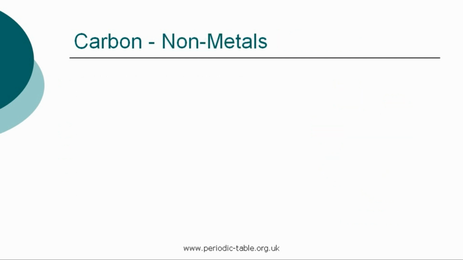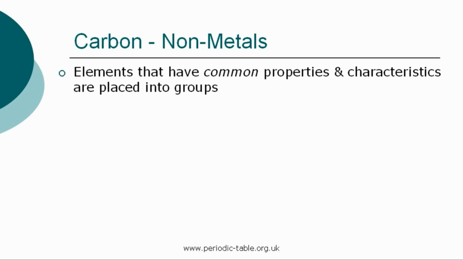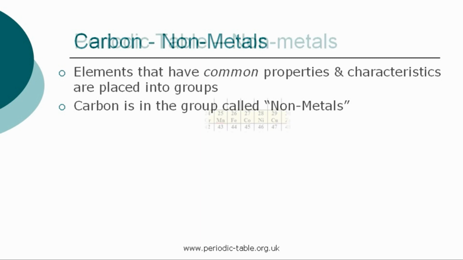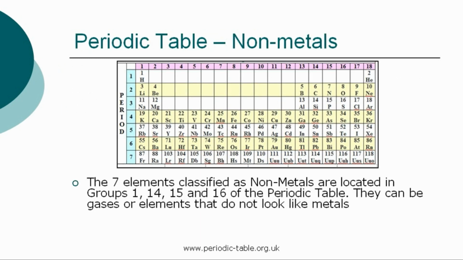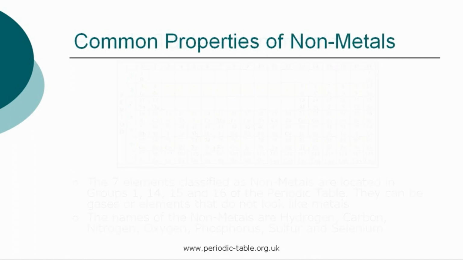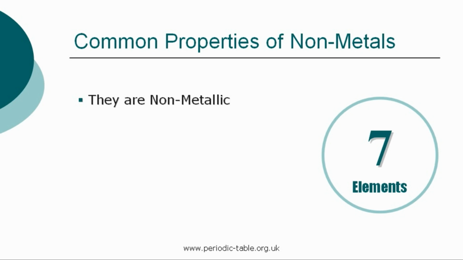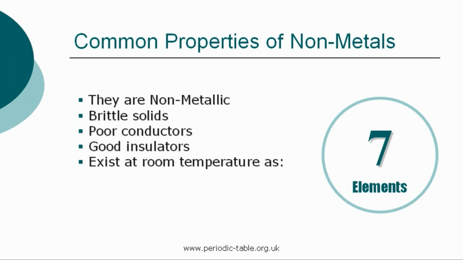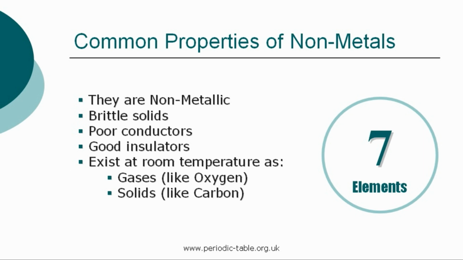Once the properties of an individual element have been identified, it is placed into a group of elements which have common properties and characteristics. Carbon is in the group called the nonmetals. The 7 elements classified as nonmetals are located in groups 1, 14, 15, and 16 in the periodic table. The names of the nonmetals are hydrogen, carbon, nitrogen, oxygen, phosphorus, sulfur, and selenium. The nonmetals are elements that do not look like metals and can be described as brittle solids. They are poor electrical and thermal conductors but are great insulators. Nonmetallic elements exist at room temperature as gases, such as oxygen, and also as solids, such as carbon.